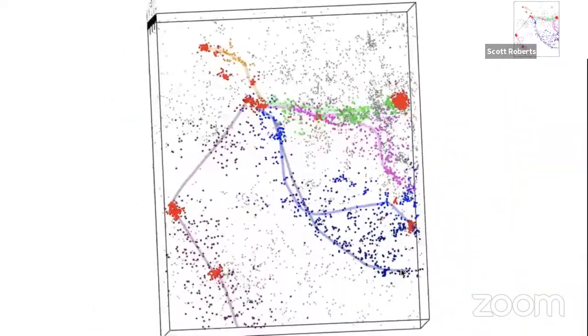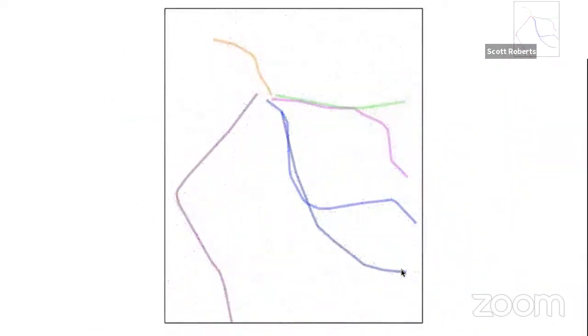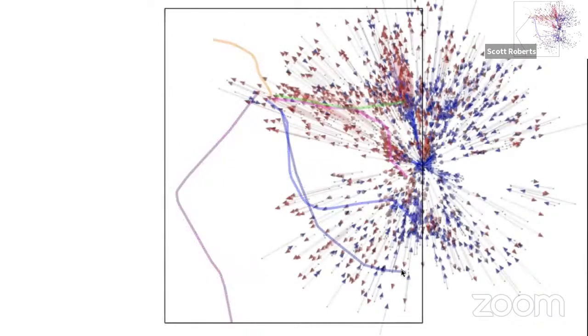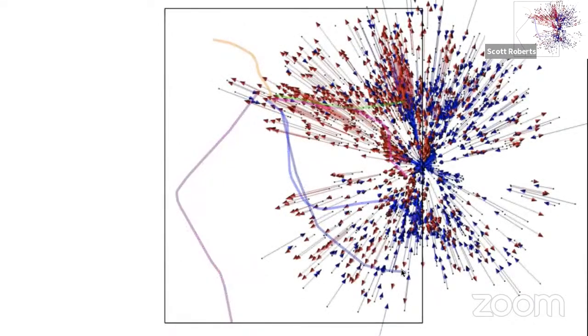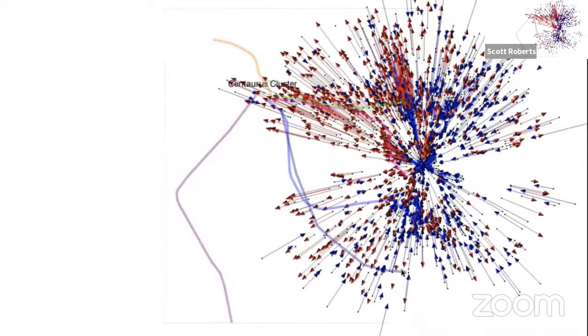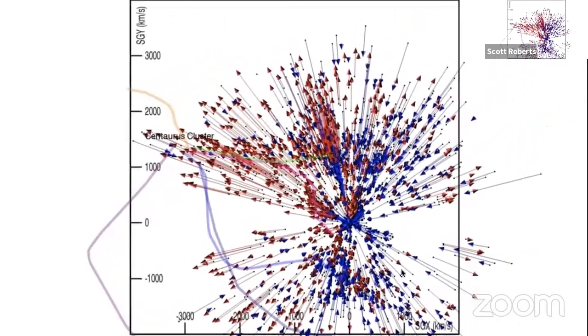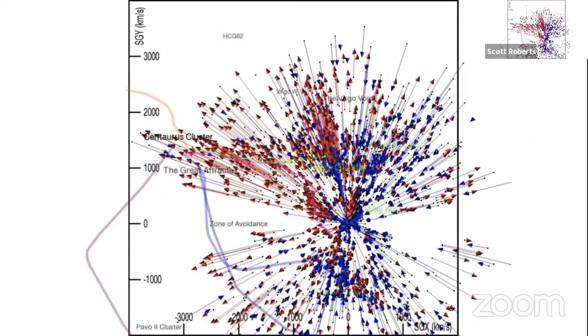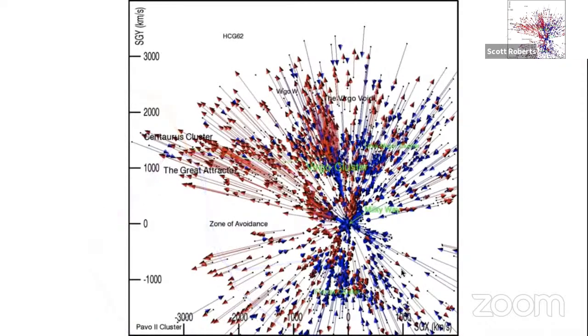The presentation now transitions to representations of the velocity field. Only a fraction of the galaxies in the Redshift catalog have accurately measured distances. In the present analysis, our distance measurements are limited to the volume within 3000 km per second.